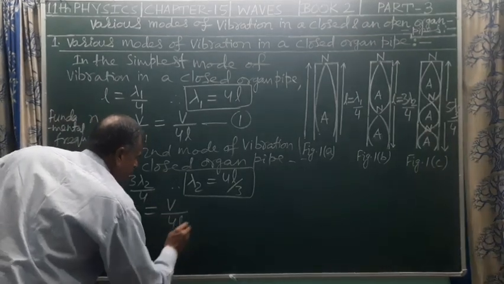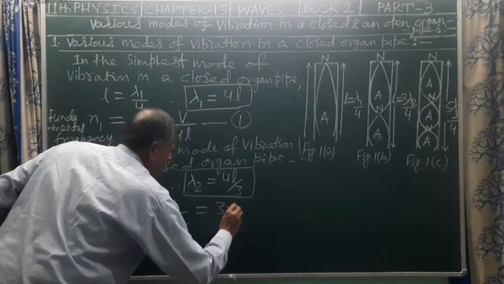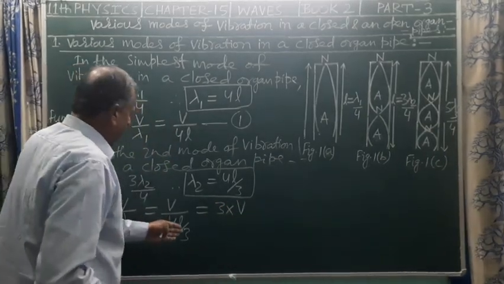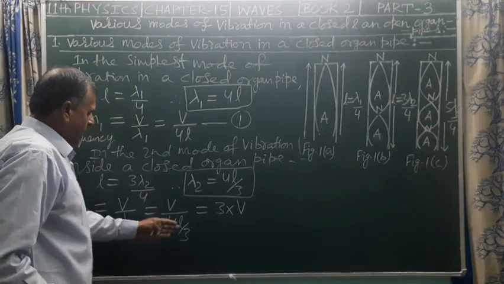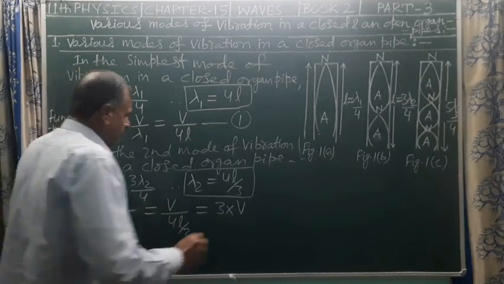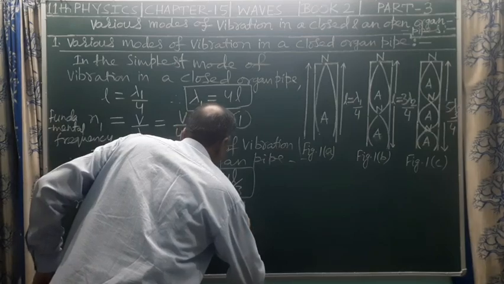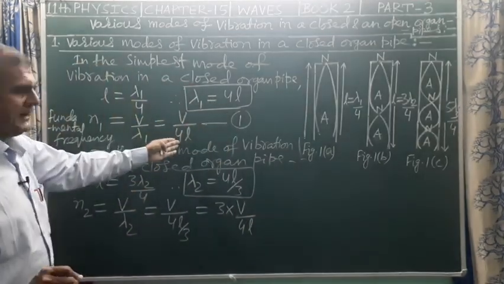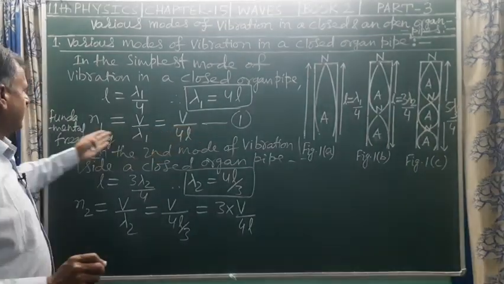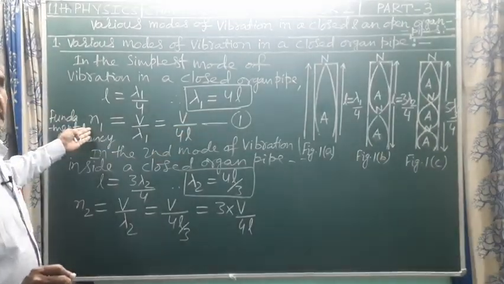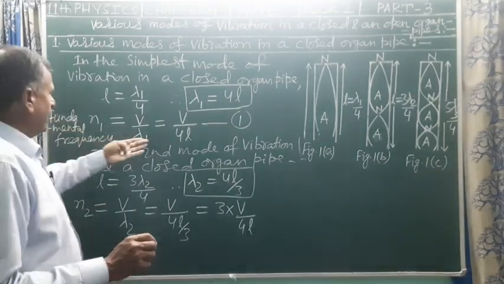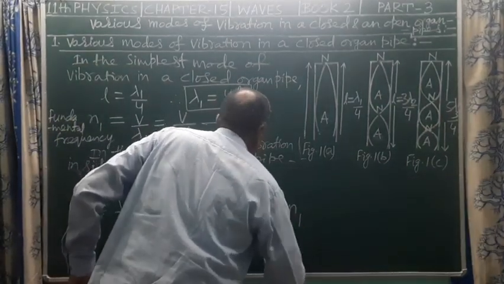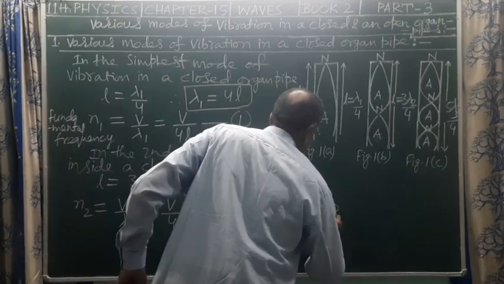4L upon 3. That is, the 3 will go into the numerator, V upon 4L upon 3, so 3 is multiplied in the numerator, so it is 3V upon 4L. And V upon 4L in equation 1 is the fundamental frequency or first harmonic. So it is 3N1. Suppose it is equation number 2.